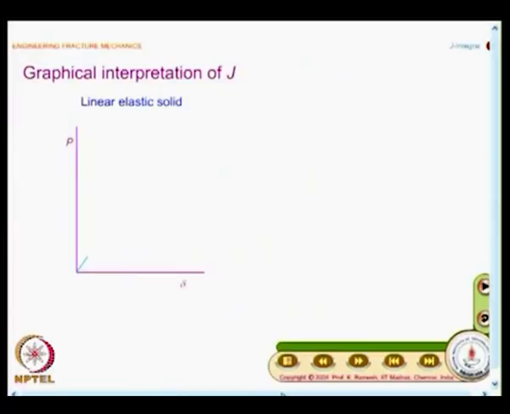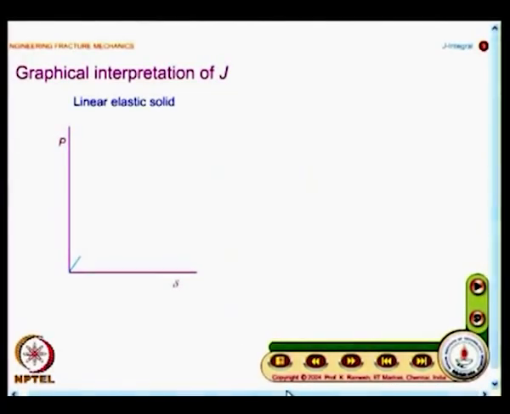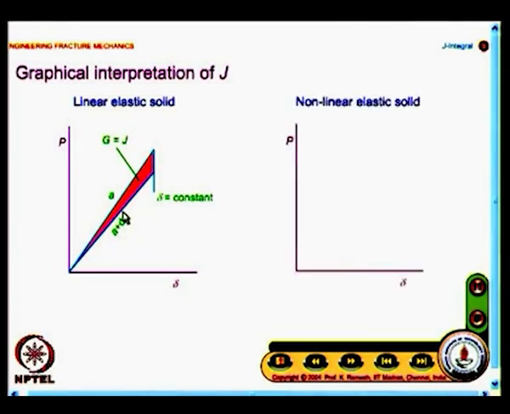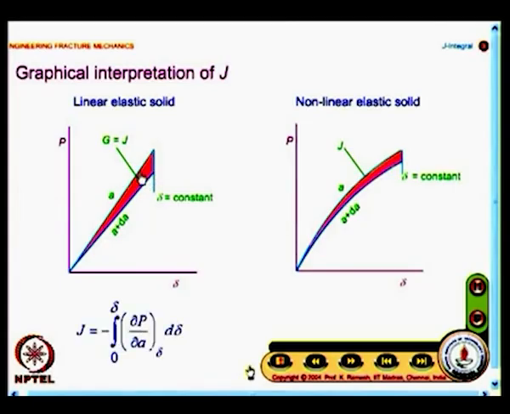And now we have looked at, in linear elasticity, J equal to G, and we will also have a look at the graphical interpretation of J. In linear elasticity we know what is G. I have a specimen with a crack of length a, another specimen with a crack of length a plus delta a. Whatever is the shaded portion is the energy available for the crack to grow, and this you call G, which is also equal to J.